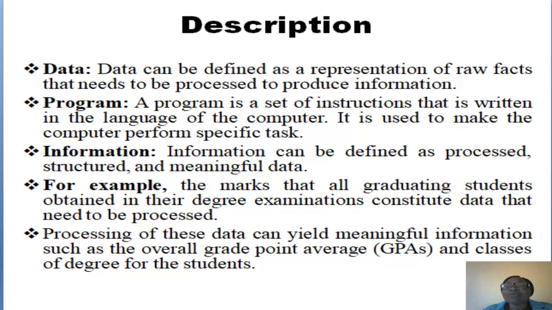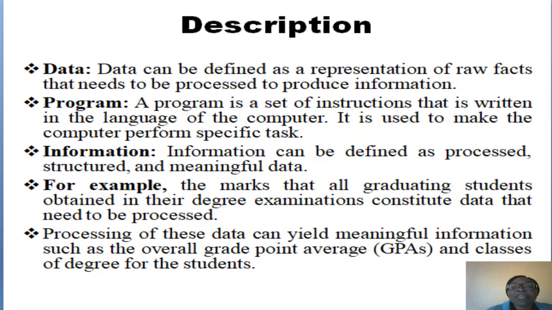But if I tell you, I will be traveling to Lagos, that is a complete sentence. That is information. You get it? But 2, Lagos, 5, they are known as data. So they need to be processed to produce information. Until you process it, you cannot really know the meaning, so it is known as a raw fact.